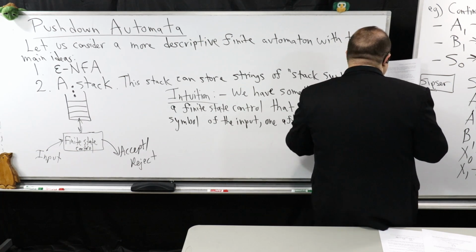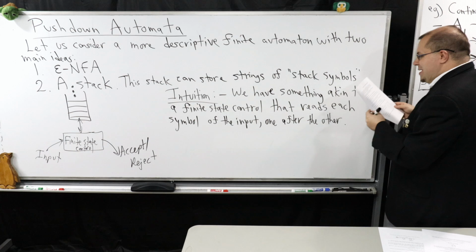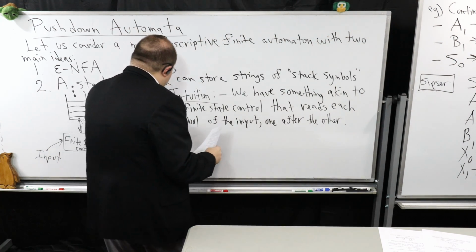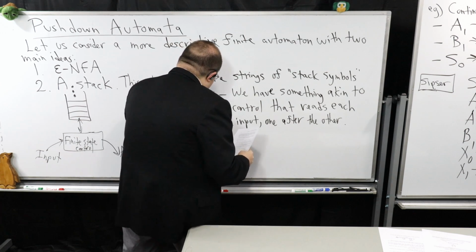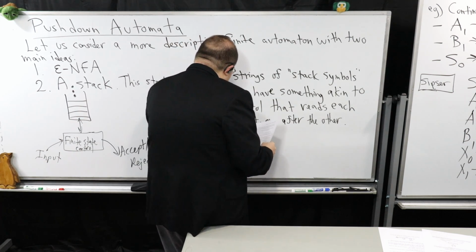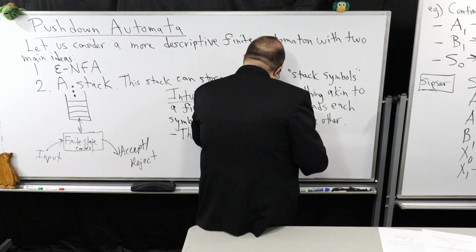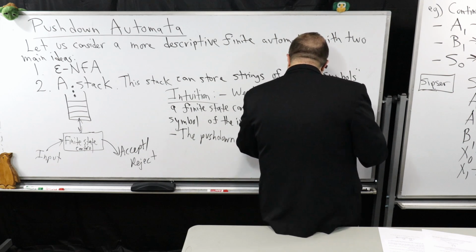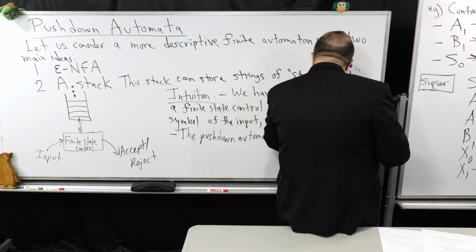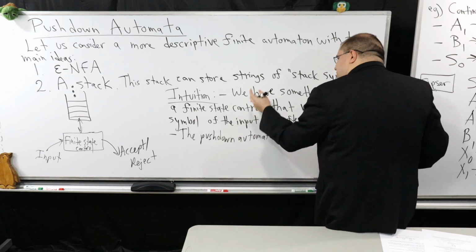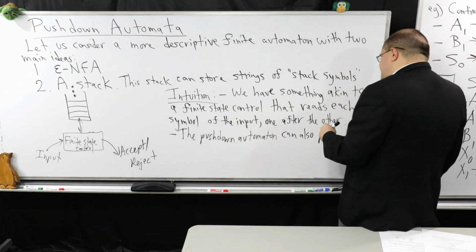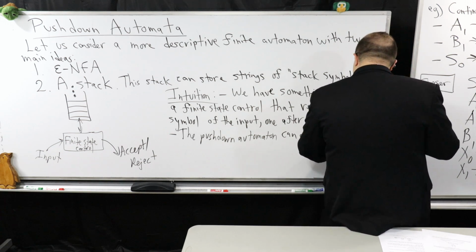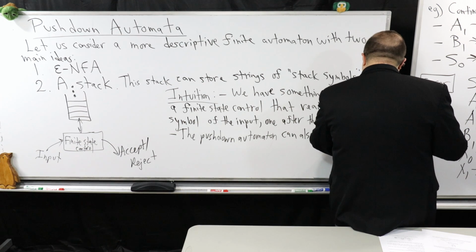Now, this is where things are going to deviate quite a bit. The pushdown automaton can also peek. That means it's going to be able to look at the top of the stack. Can also peek at the top of the stack.